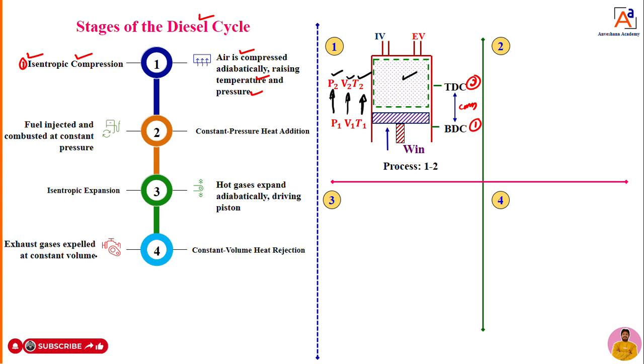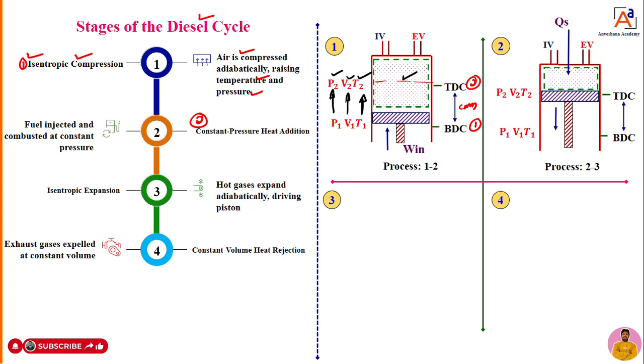The second process, you can see, dear students, is constant volume heat addition. Now the piston is at this particular point. At that point, you are going to add a certain amount of heat, that you can see here. What is that? Constant volume heat addition. Now the piston is at TDC. When the piston is at TDC, the temperature of air is T2. That means more temperature.